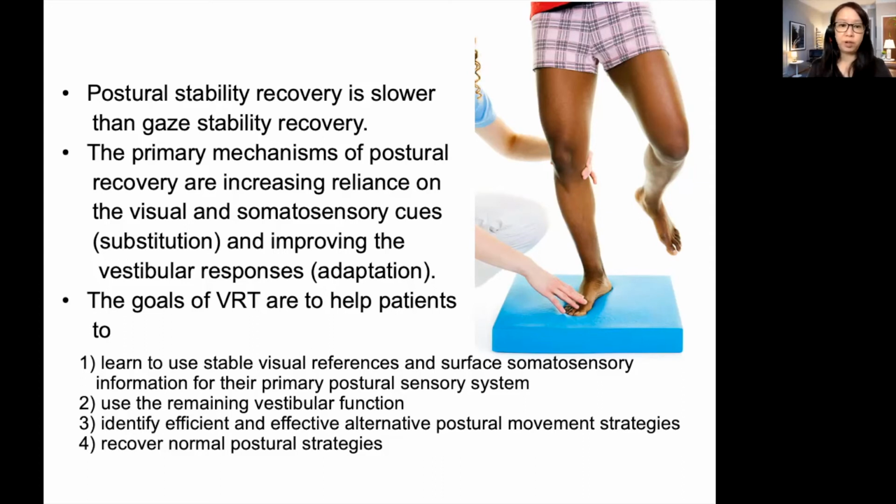So the goals of VRT to help patients with postural stability is to learn to use stable visual references and surface somatosensory information for their primary postural sensory system. We also want them to use the remaining vestibular function. That means don't just rely on visual references, but use the vestibular function again. We also want them to identify efficient and effective alternative postural movement strategies, especially to prevent falls, and also to recover normal postural strategies.